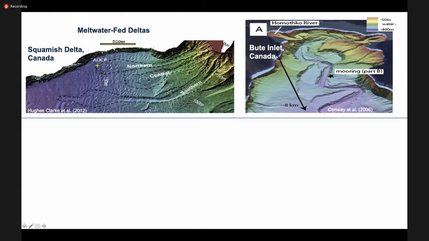We then go to Butte Inlet, which is a bit further up the coast in British Columbia. It's fed by 2 meltwater rivers. And then it feeds this sinuous submarine channel system that feeds down to a terminal lobe in about 600 meters water depth.